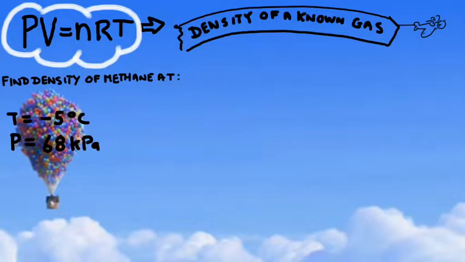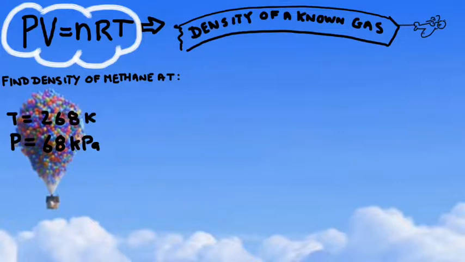All right, so now we're getting into some fancier calculations using the ideal gas law. We can use it, for example, to calculate the density of a known substance like methane at any particular temperature and pressure. So let's suppose we have some methane that's at -5 degrees and it's at a pressure of 68 kPa, and we're going to calculate the density of the gas at those conditions.